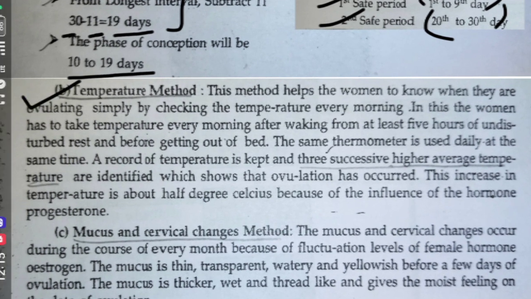Next we have temperature method. In temperature method, soon after waking up you need to check your temperature. You should not get out of your bed. In that condition itself you need to check your body temperature. At the time of ovulation, or when the ovulation is nearing, automatically your body temperature will increase early in the morning. By that you can find on which day you should not have sex.